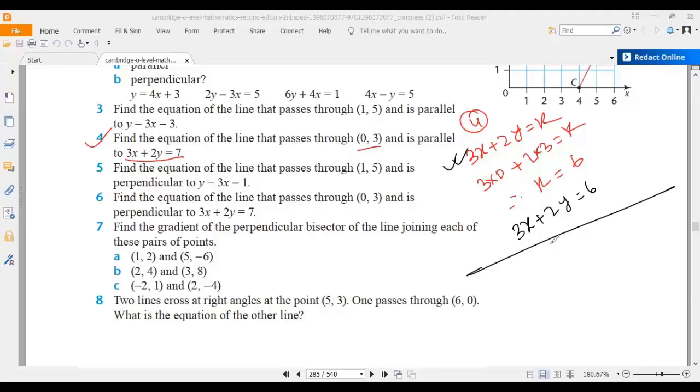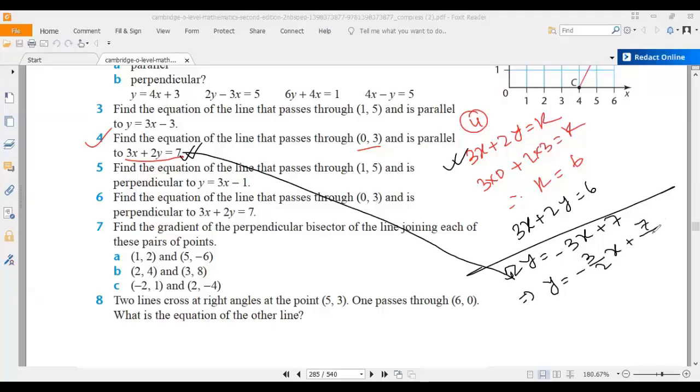Now we need to solve it by a different method. We know that 3x plus 2y equal to 7 is the equation of a straight line. So how can we find the gradient of this line? We know that y equal to mx plus c is the general equation of a straight line. So if I want to convert this equation into y equal to mx plus c, what will happen? At first, 2y equal to minus 3x plus 7, or y equal to minus 3 by 2 x plus 7 by 2. Now we can say that the gradient m is minus 3 by 2.